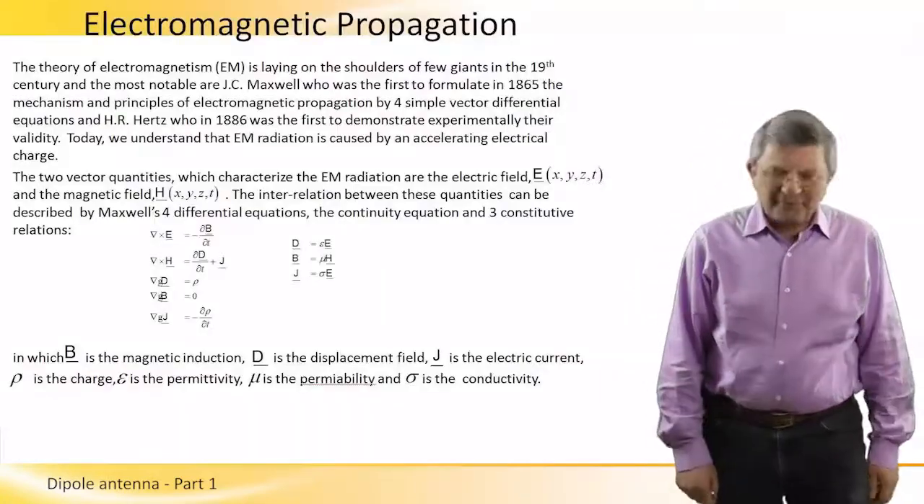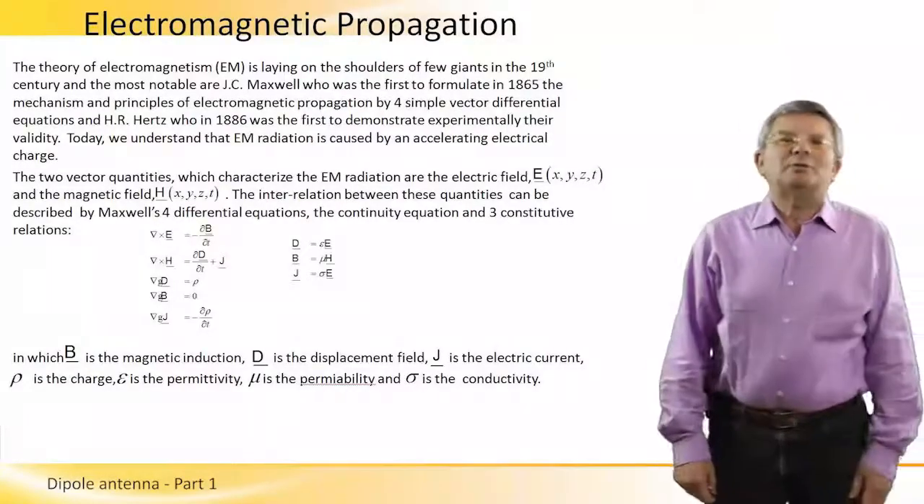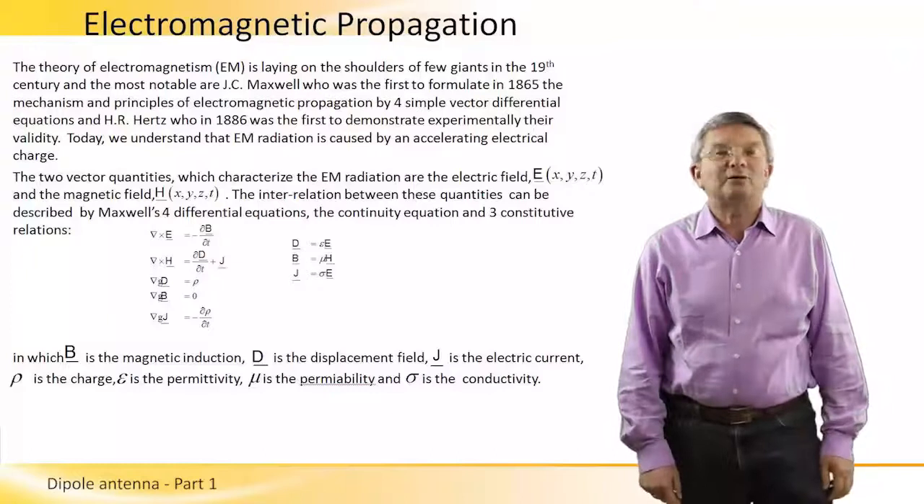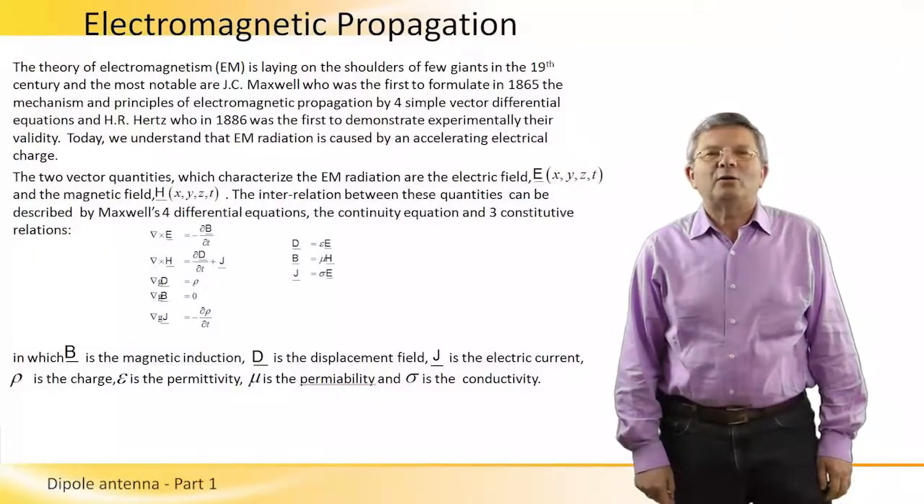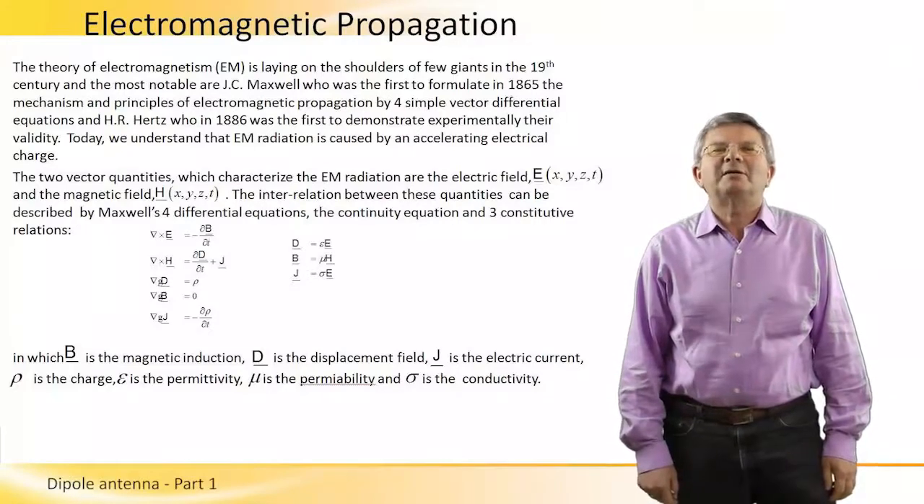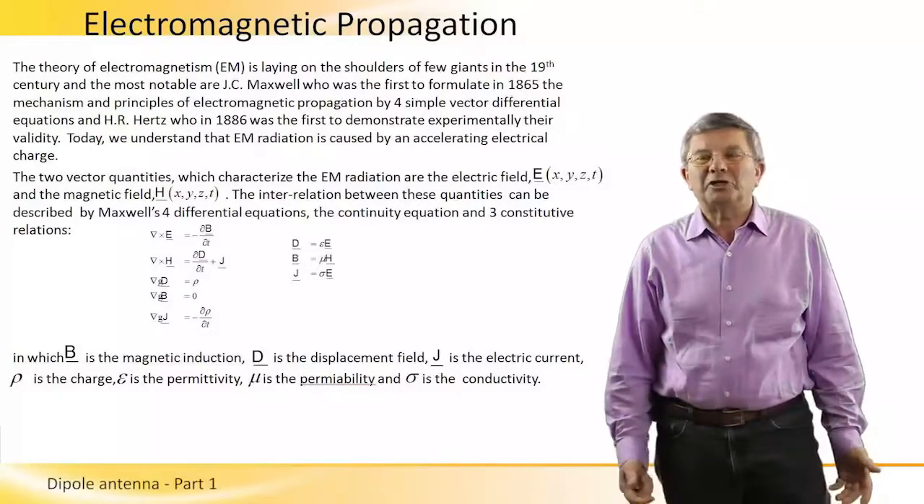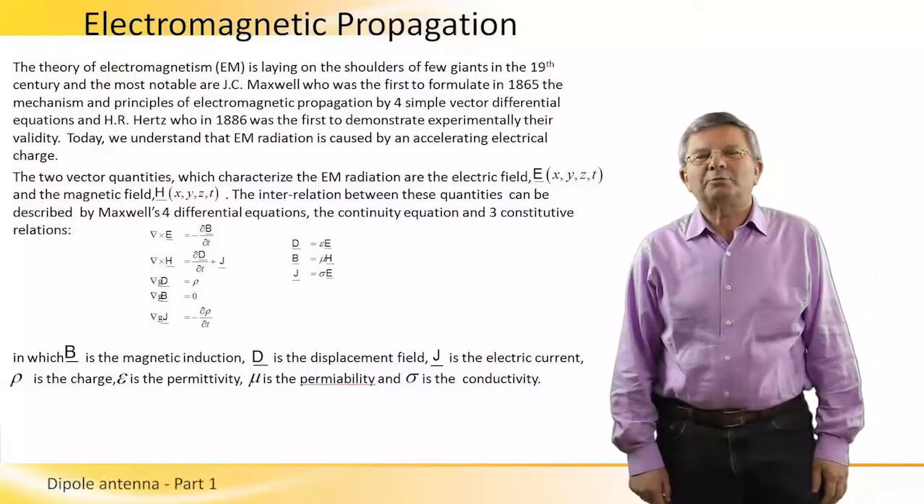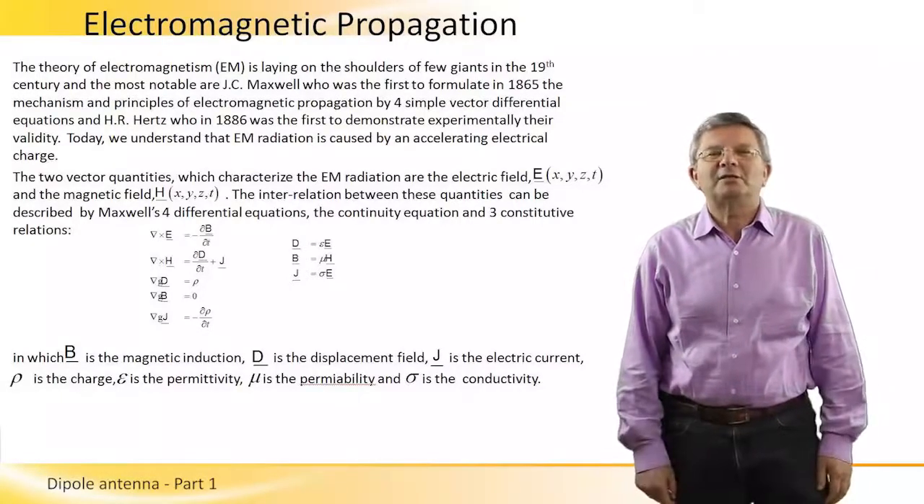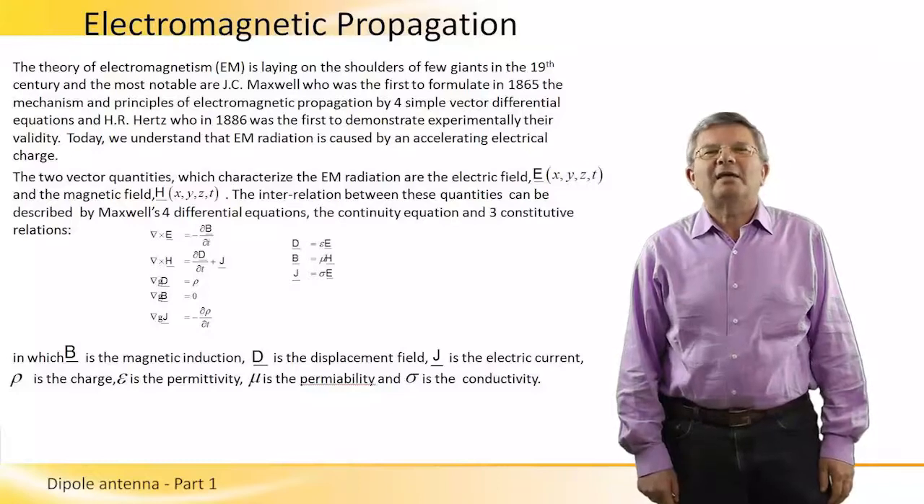The term dipole antenna was first introduced by Marconi back in 1895, while he was experimenting with radio wave communication experiments, and this term was adopted by the scientific community since then.